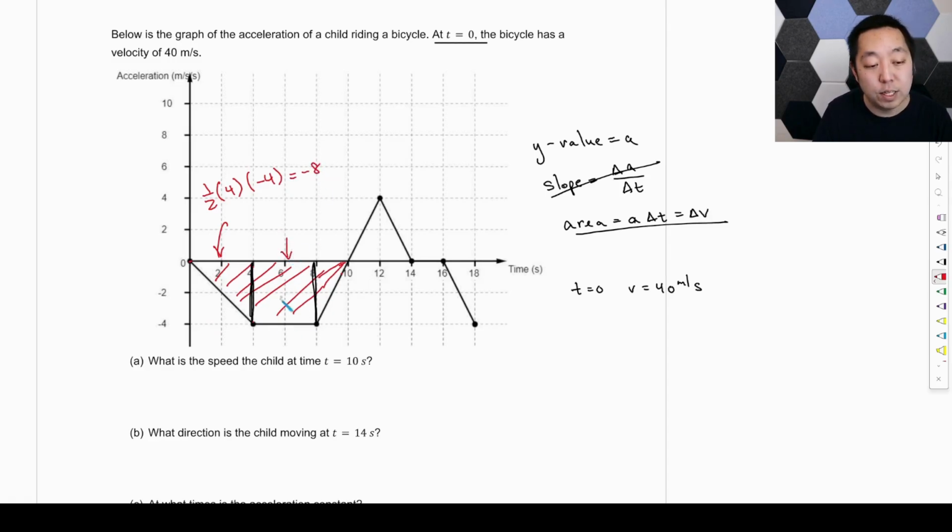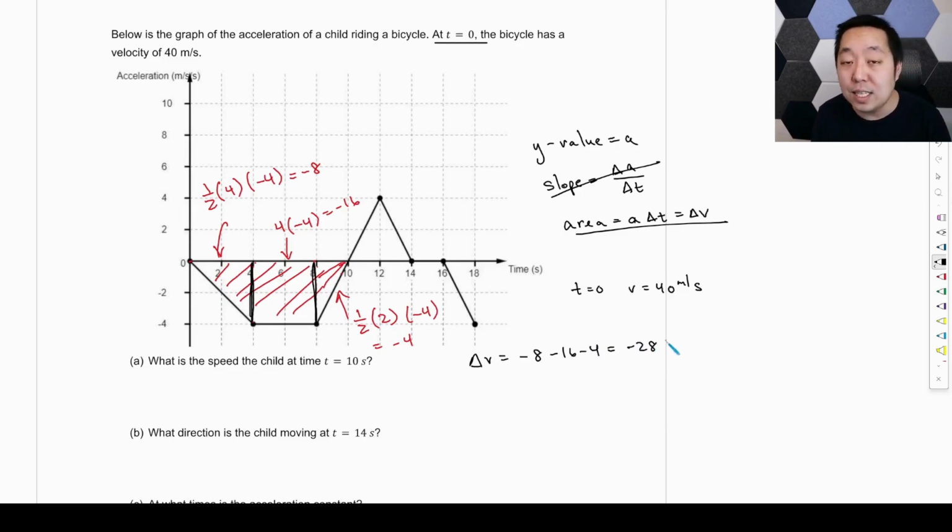And then we have this, it looks like a square, not really a square because the axes are different. So this is going to be the width from 4 to 8, which is 4, and then the height is -4, so that's -16. And then the area here is going to be the width from 8 to 10. For the area of a triangle, 1/2, the width is 2, and the height is -4, and so that's going to be -4. And so then we look at this and we say, that means the area is the change in velocity. That's going to be -8 minus 16 minus 4, and that's going to be -28.